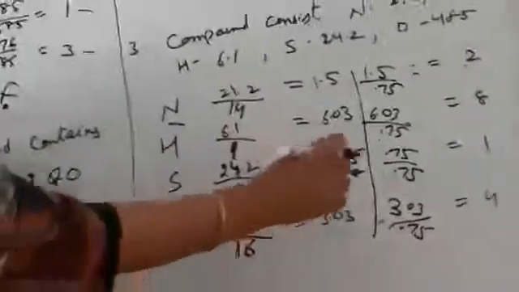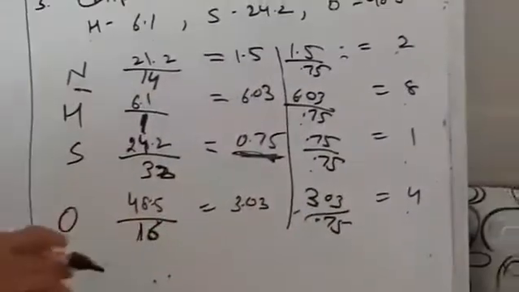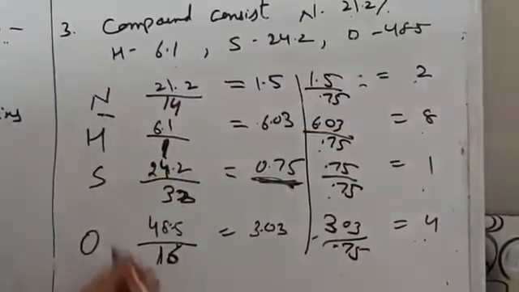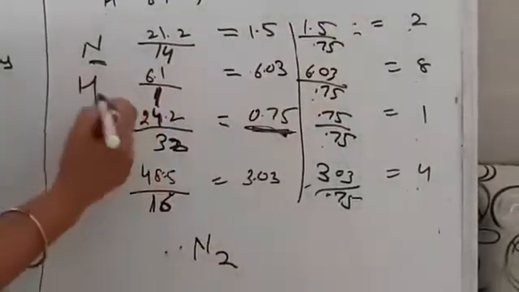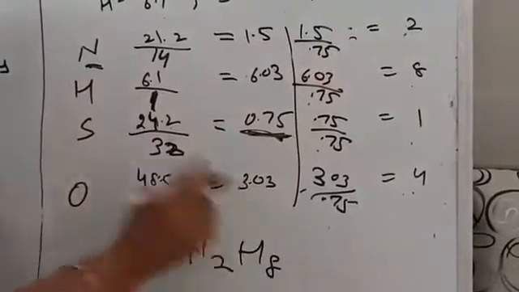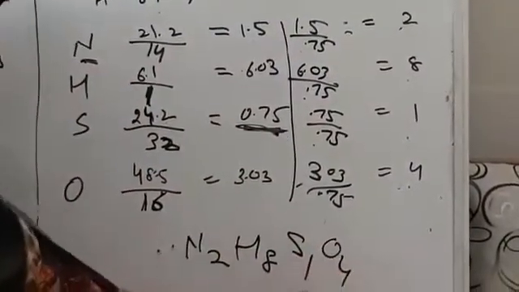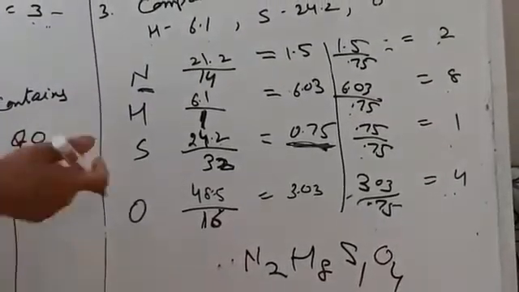Now write the names. Because all of these are whole numbers, there is no need to multiply by any suitable integer. So nitrogen is 2, hydrogen is 8, sulfur is 1 and oxygen is 4. This is the empirical formula of the given compound, and tomorrow we will do more examples.